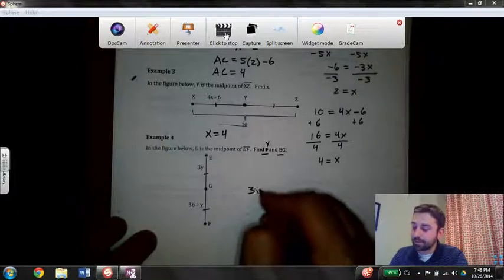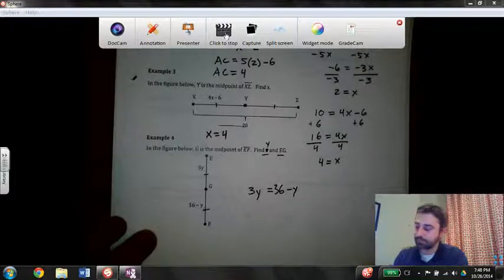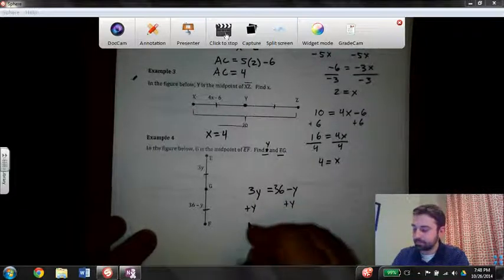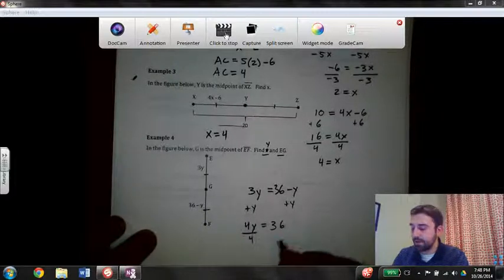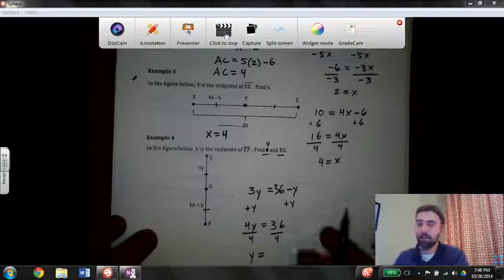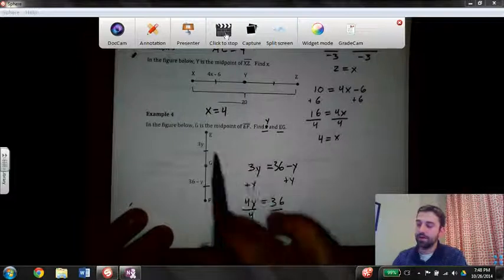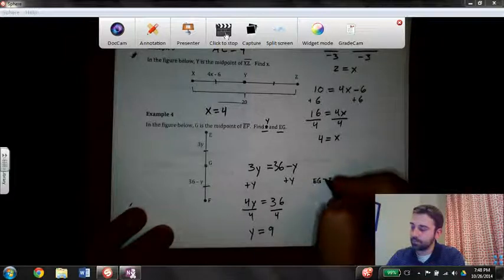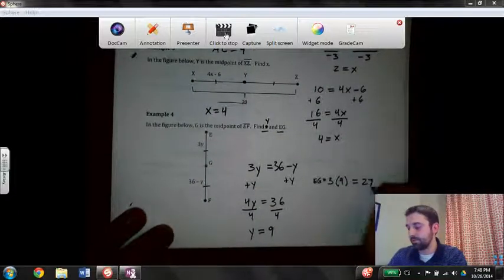I want to set the congruent segments equal to each other, and then solve by combining like terms. Adding y on both sides and then dividing by 4 would give me y is equal to 9. But then in order to find EG, I would plug the value 9 in for y in this segment, which is 3 times 9, and I would get EG is equal to 27.